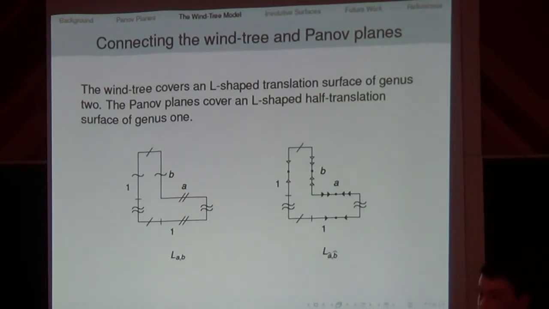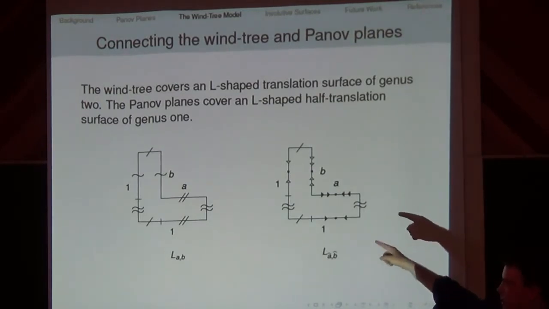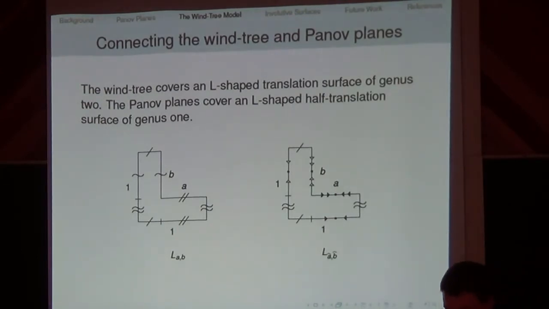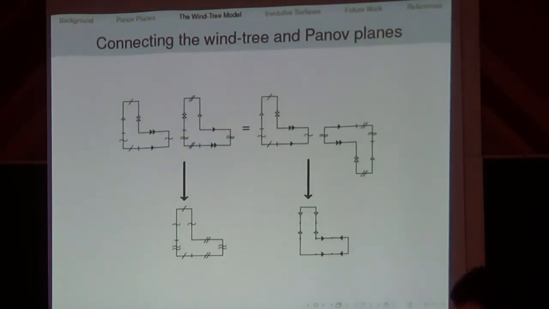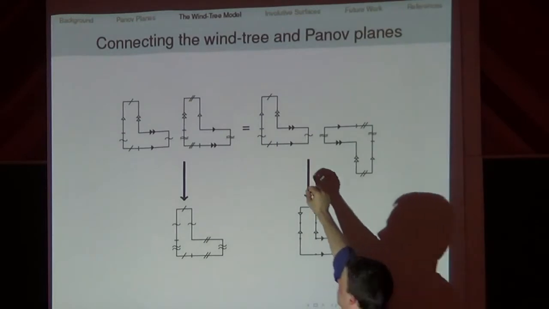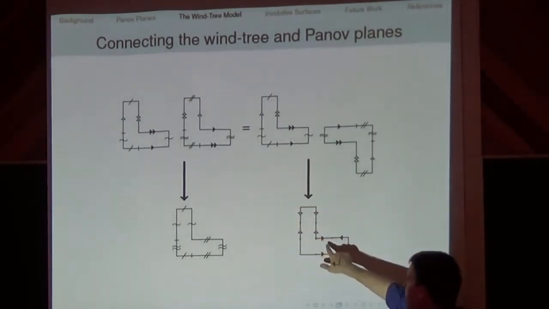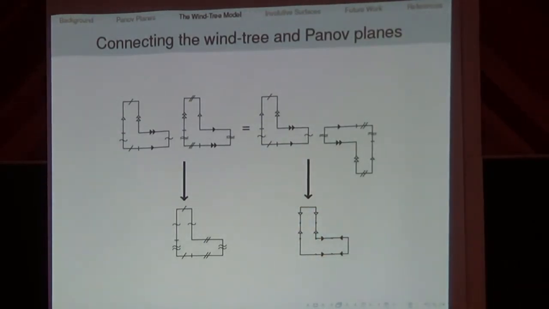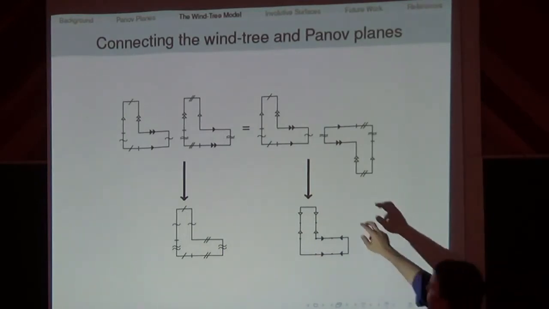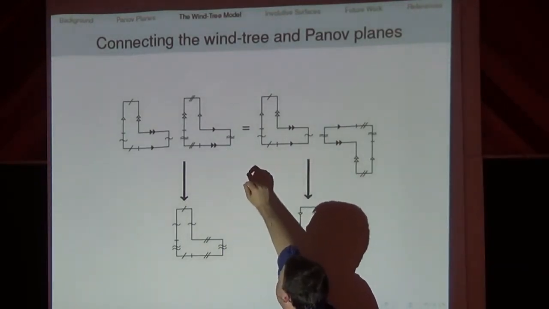This is genus 1, and that's, of course, genus 2. Okay, so the precise relationship between these two surfaces that are covered by the wind tree model and the Panov plane respectively is that they share a common double cover. So this surface up here is actually the orientation cover of this half-translation L. Every half-translation surface has a canonically associated translation double cover. And here I've represented this double cover in 2 different ways.